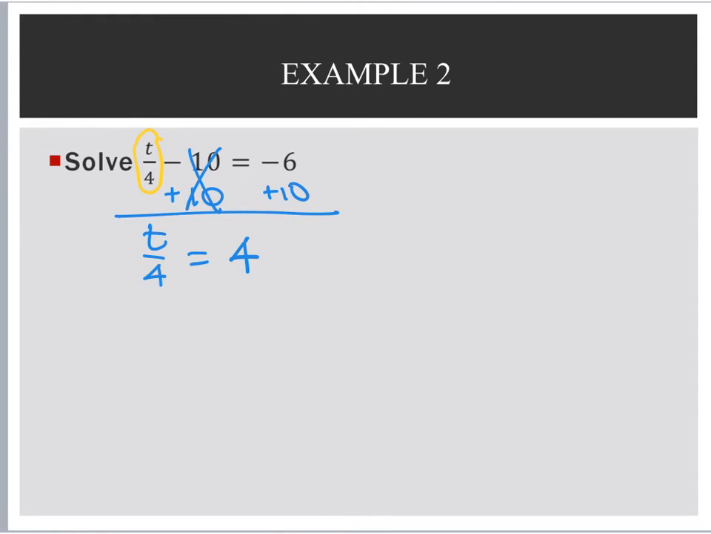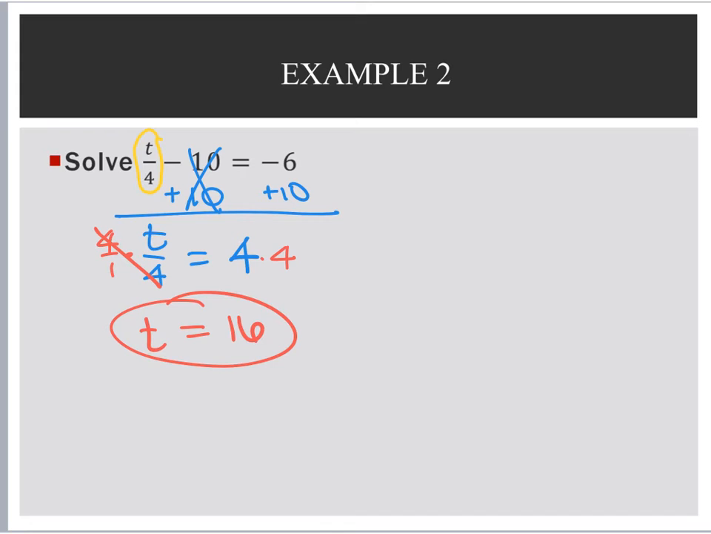This is going to give me t divided by 4 equals negative 6 plus 10, which gives me a positive 4. Okay, now I need to address the issue that t is being divided by 4. To undo division, I'm going to have to multiply both sides by 4. When I do that, my 4's are going to cancel, and that leaves me with t on the left, and 4 times 4 is 16. So I have t equals 16.